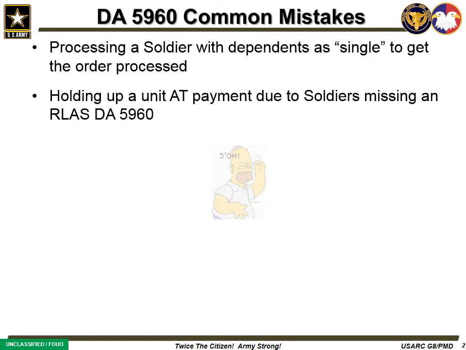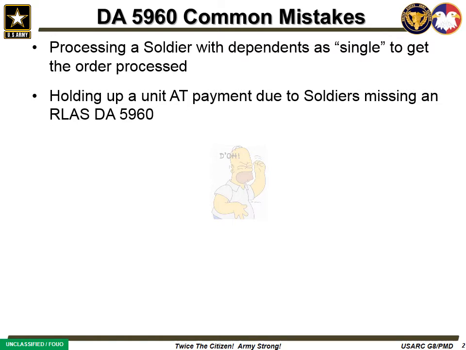The correct procedure is to process an RLAS DA Form 5960 for BAH without dependents. Advise the soldier that he or she must provide their dependent documentation to you as soon as possible. Process a new RLAS DA Form 5960 when the soldier provides dependent documentation.